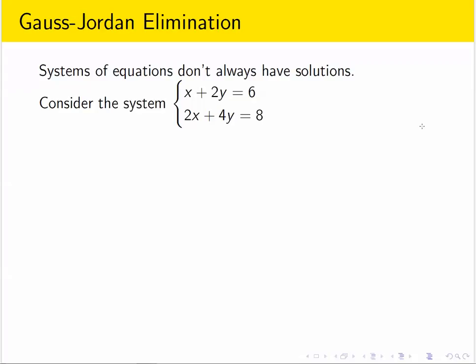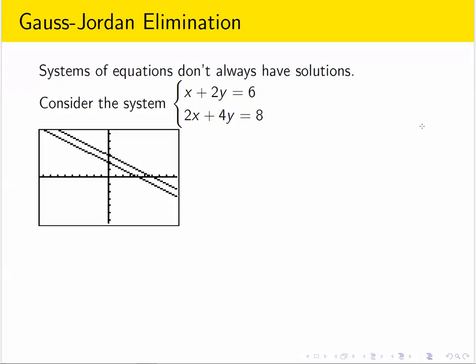For example, the system we're looking at here does not have a solution, because the two lines that are described by these two equations, if we graph them, we can see they're actually parallel lines. These never intersect. Because they don't intersect, they don't have any points in common, there's no solution for that system of equations. So how would we be able to tell that from Gauss-Jordan elimination if we just start working on the system in the form of matrices?